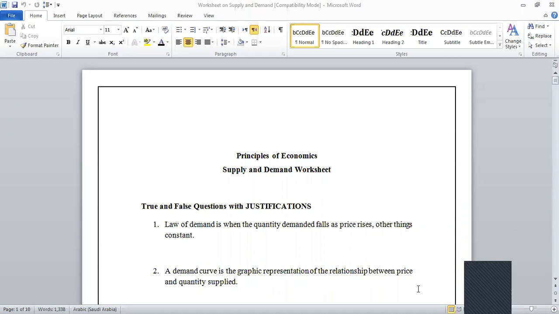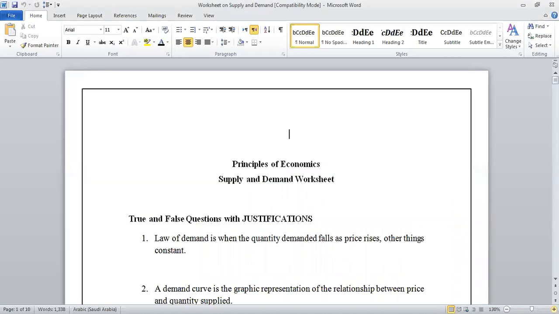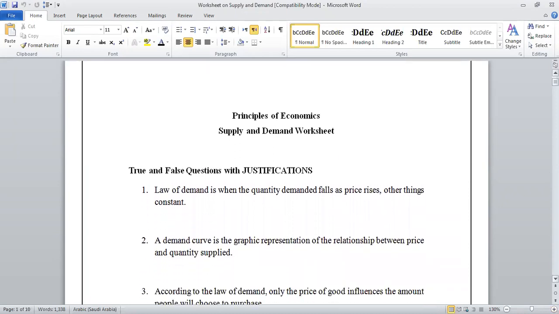Hello, I'm back with the worksheet for supply and demand for us to solve it together. So let's do this together. All right, I hope you're fine. Let's start with the true and false questions.